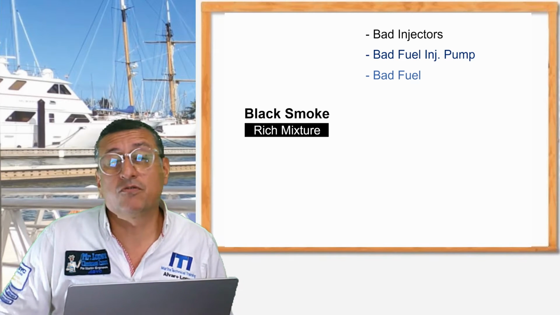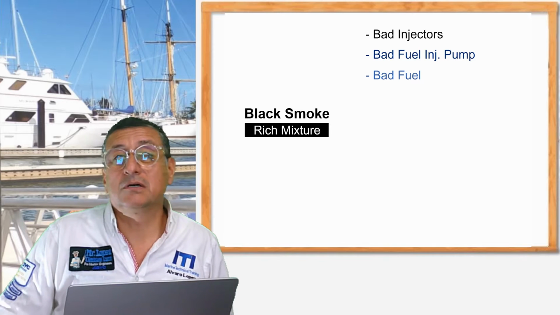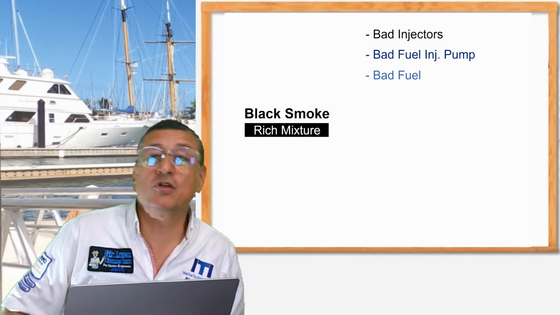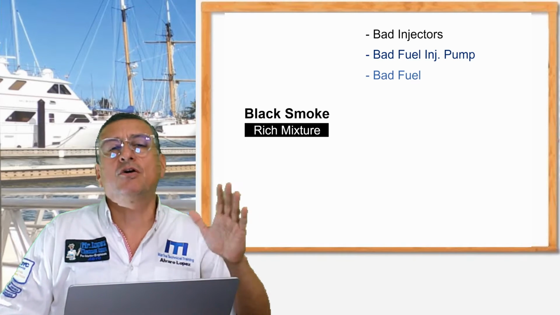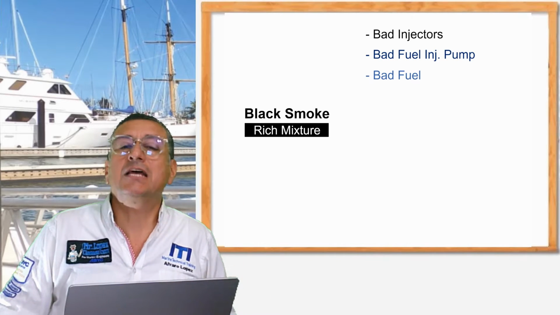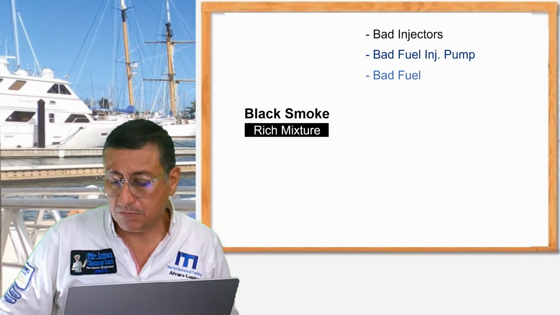Okay, another possibility is bad fuel. Of course, there are fuels with too much sulfur and too much phosphorus. Bad fuel is another source. It is less common, but it is another source for this problem, black smoke.